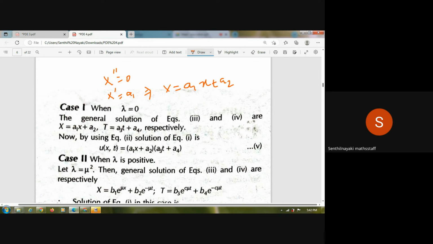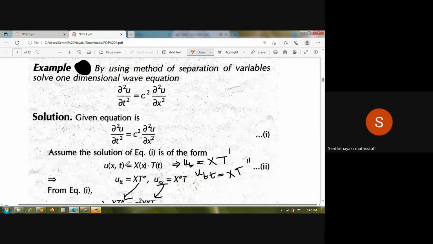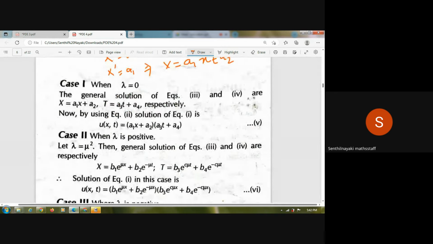So substituting into this equation, u of x comma t equals X of x into T of t, then u of x comma t equals (a1 x plus a2) into (a3 t plus a4). This is the first solution.